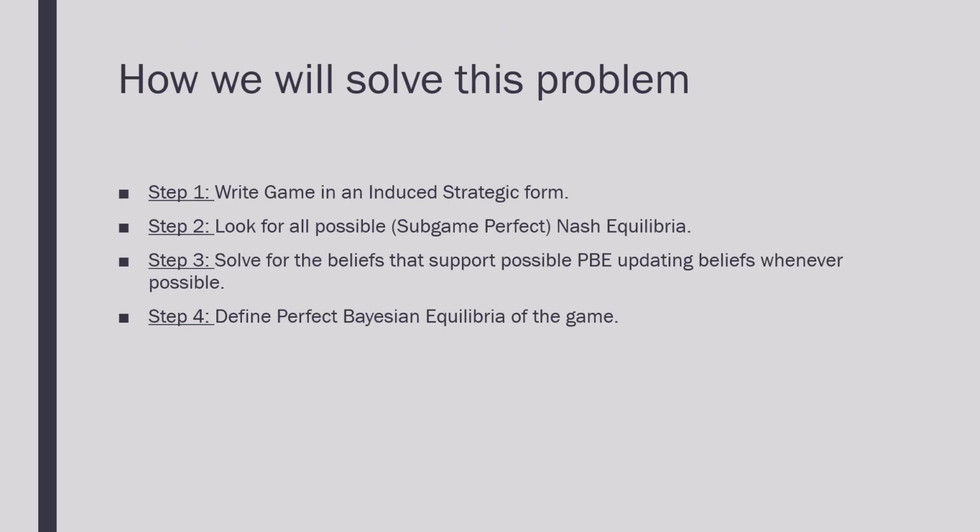So as before, we're going to follow 4 steps for solving this game. We're going to write this game in an induced strategic form. We're then going to look for all possible subgame perfect Nash equilibria. We're then going to solve for the beliefs that support possible perfect Bayesian equilibria, updating those beliefs whenever possible. We're then going to define perfect Bayesian equilibrium of this game.